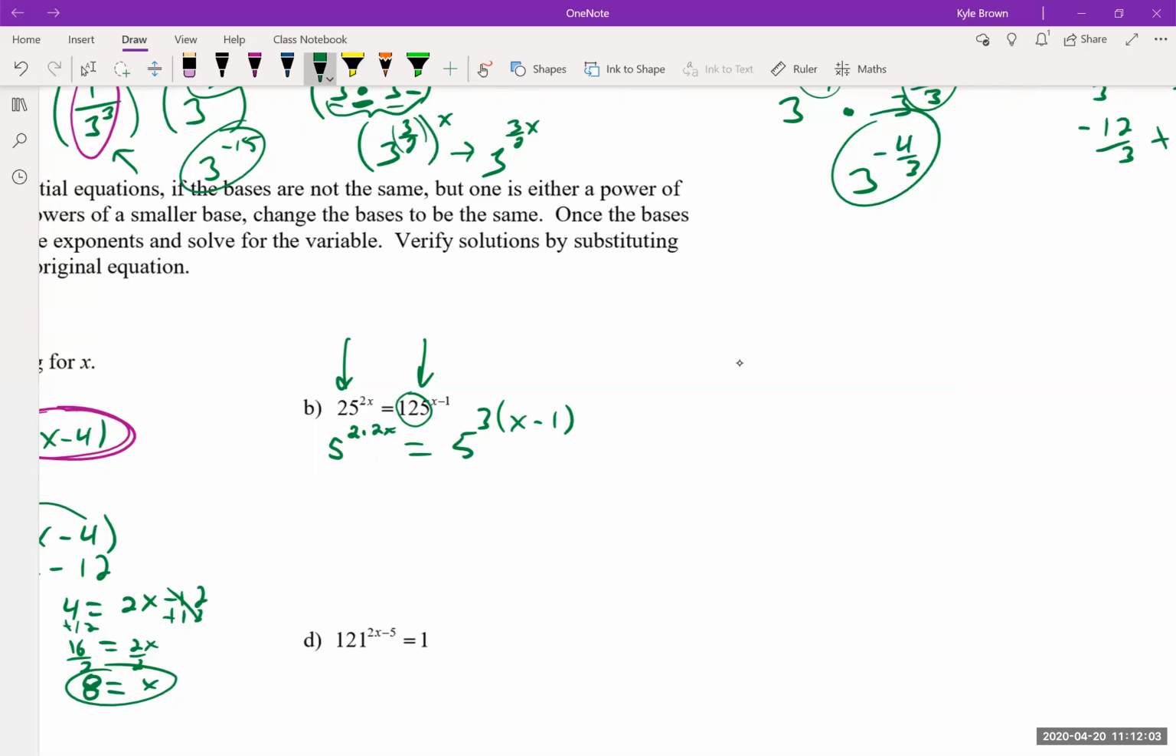Anyway, so now same bases, so I can make them equal to each other. So we'll say therefore, 2 times 2 is 4, so 4x is equal to, and then I'll just write it as 3x minus 3, just expanding that one out. And then I'll bring, so minus 3x, minus 3x. So we get x, that was easy, is equal to negative 3.